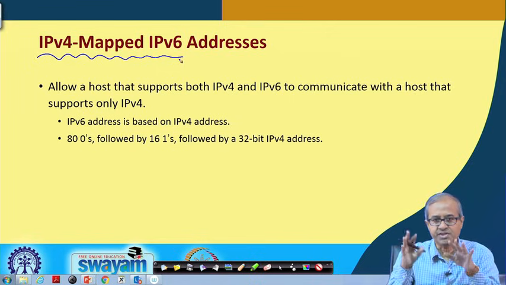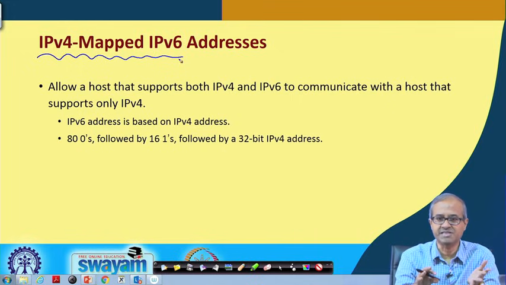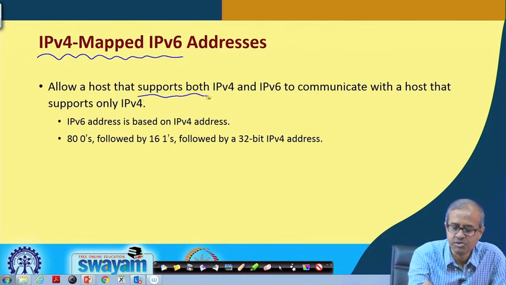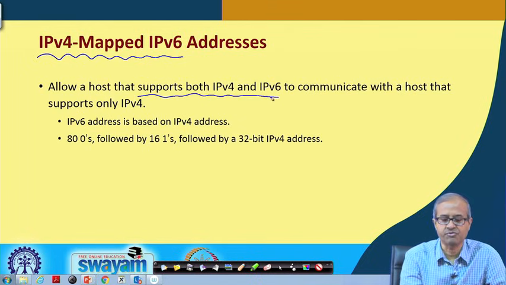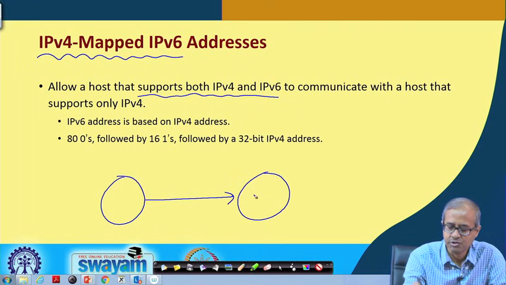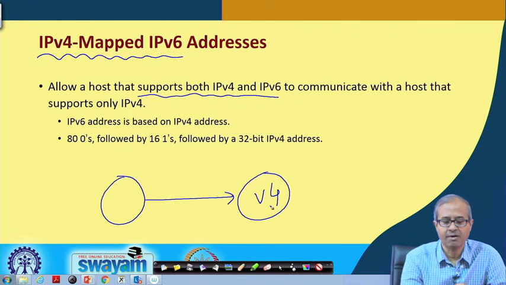This says within a host you install both IPv4 and IPv6 software. So, a host can support both IPv6 and IPv4, and that kind of a host is wanting to communicate with another host which supports only version 4. In that case, what is done?